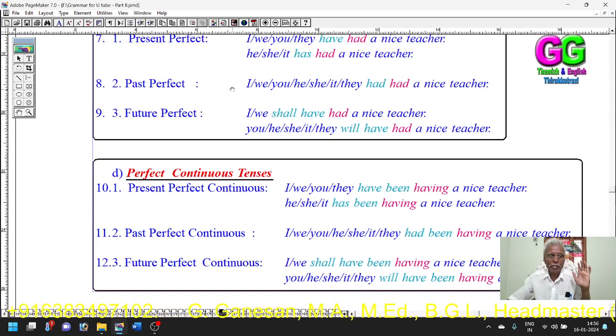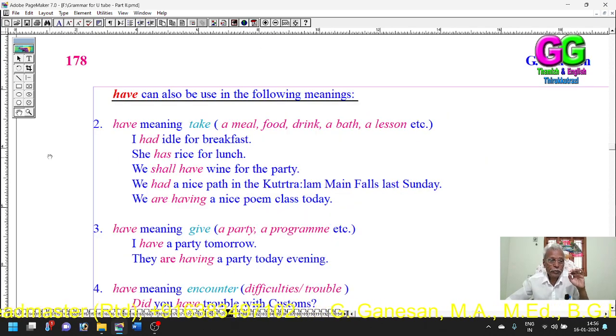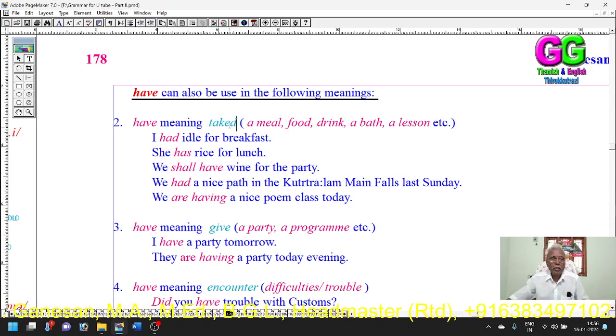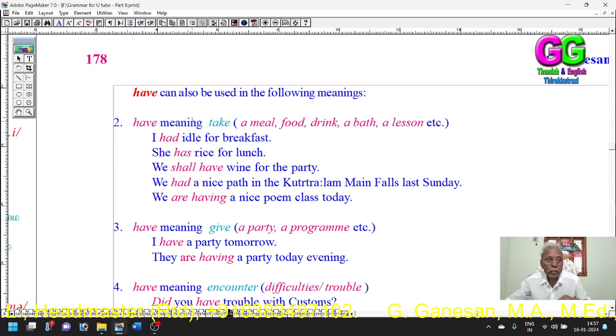Thus, the uses of have as an auxiliary, as an ordinary verb, as a finite verb, because we have seen their uses in all the 12 tenses. Then have can also be used in the following meanings.